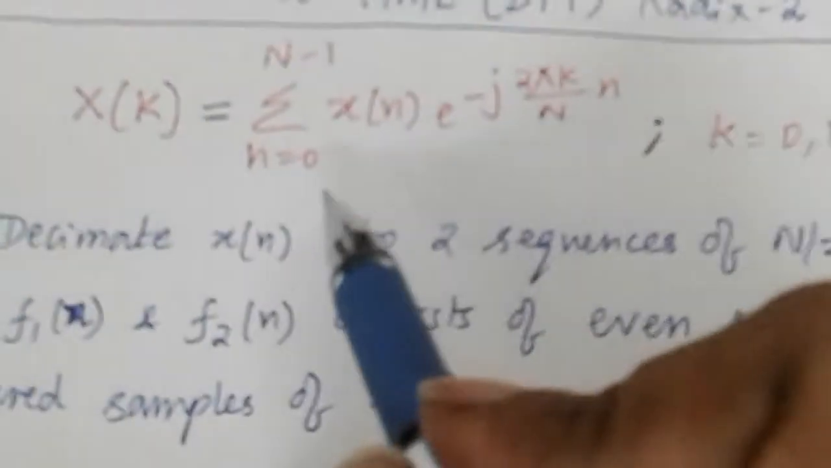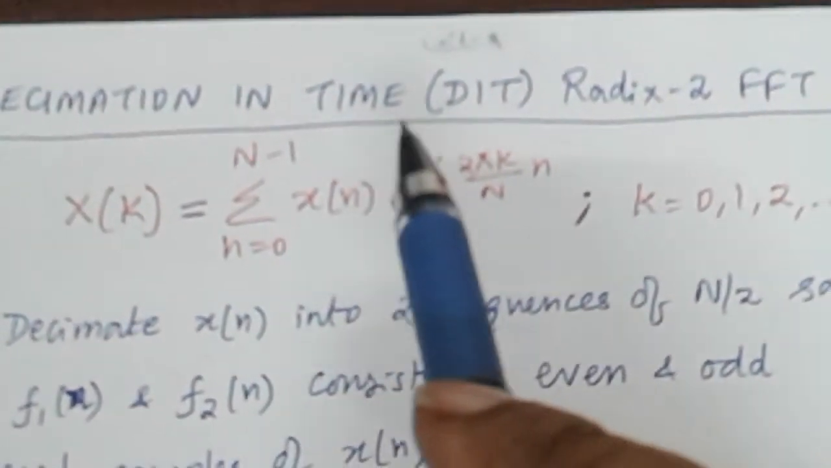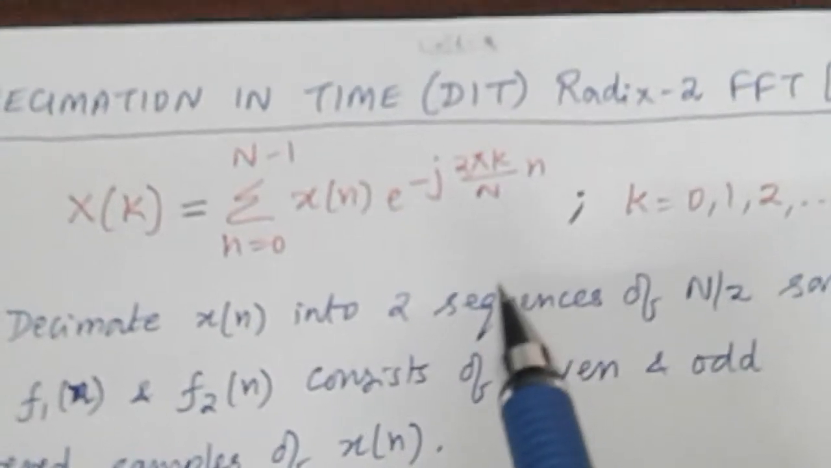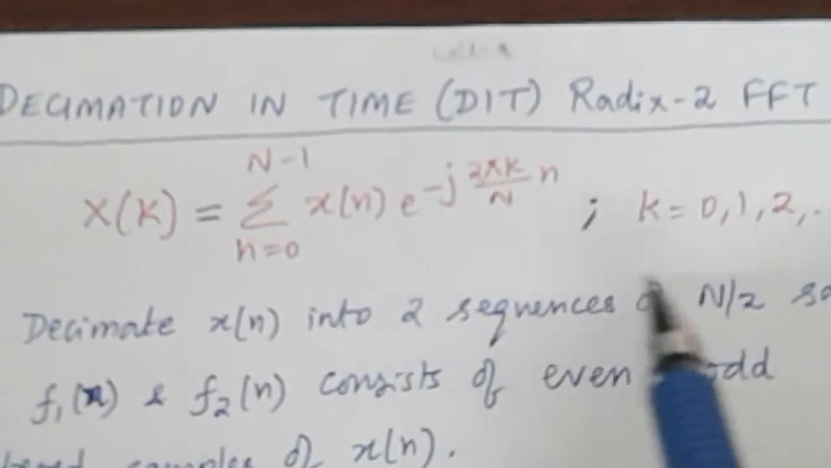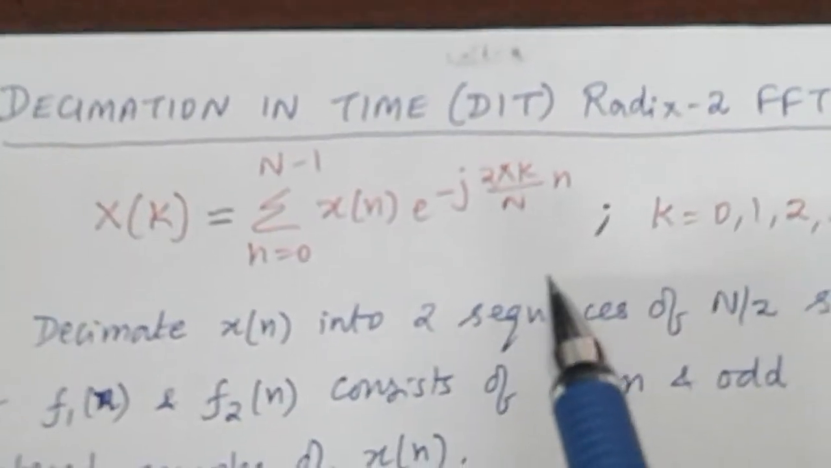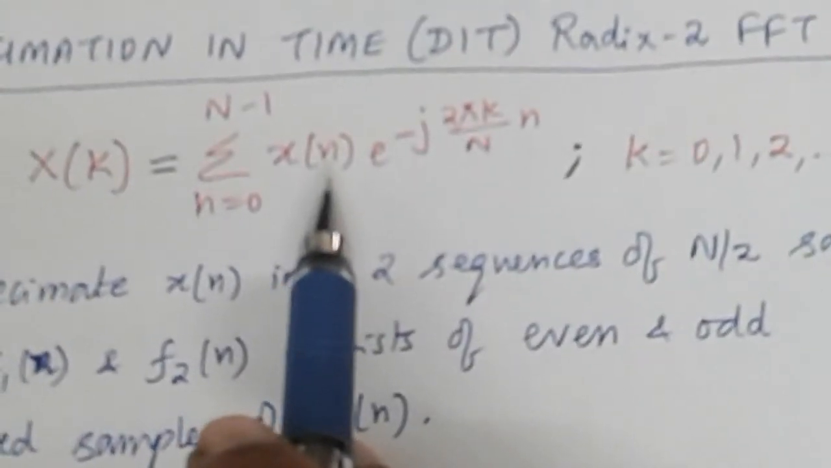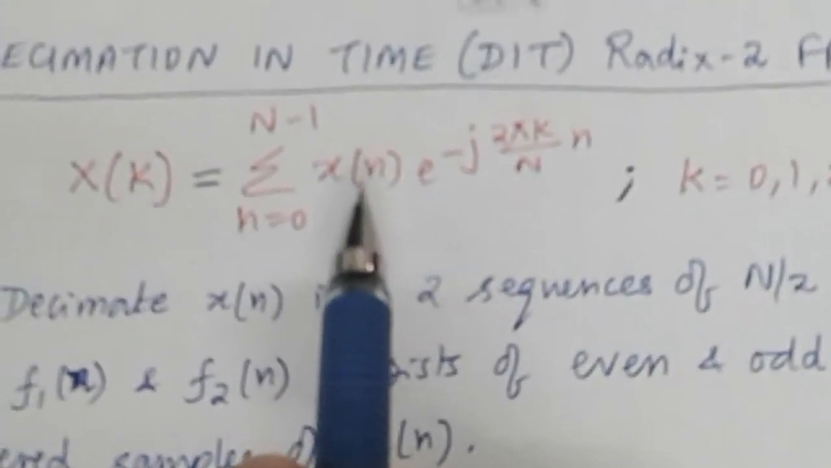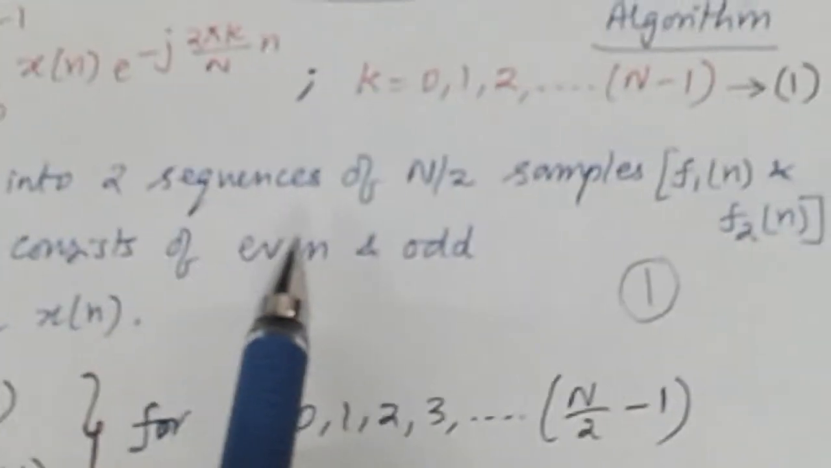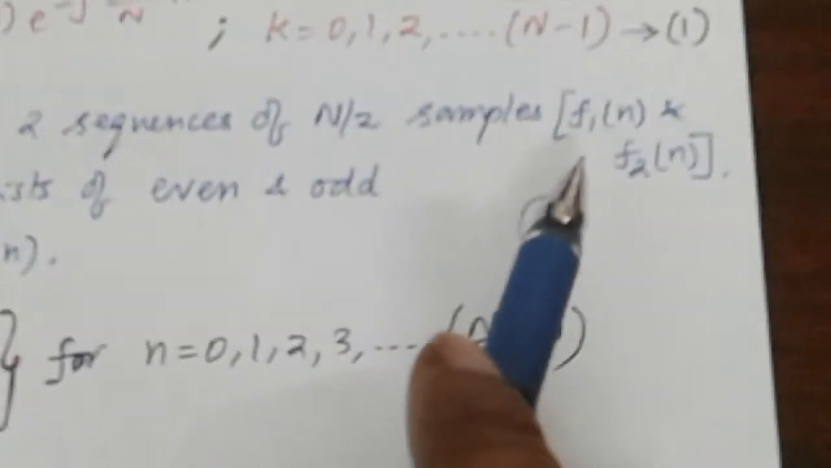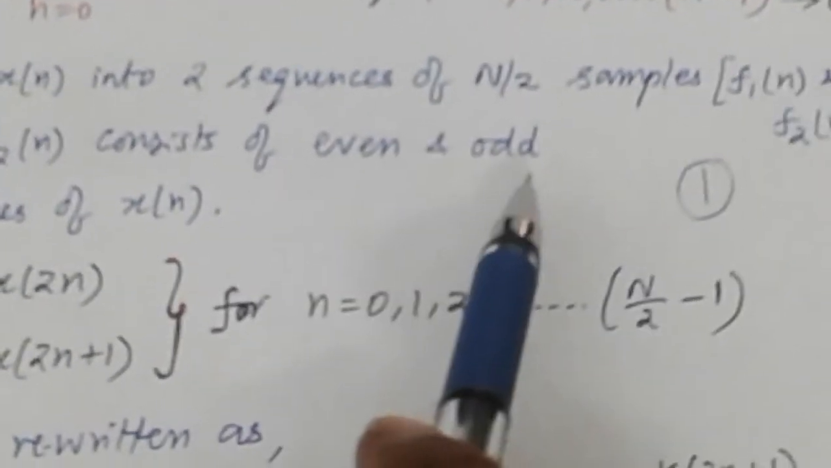Fine. Now, what is the idea? What is decimation in time first of all? Decimation in time is nothing but we are going to decimate the time domain sequence. X of n we are going to decimate. Decimate means breaking. So we are going to break the time domain sequence, which is nothing but x of n. How are we going to decimate? We are going to break x of n into two sequences of N by 2 samples, f1 of n and f2 of n. One is even, another is odd.